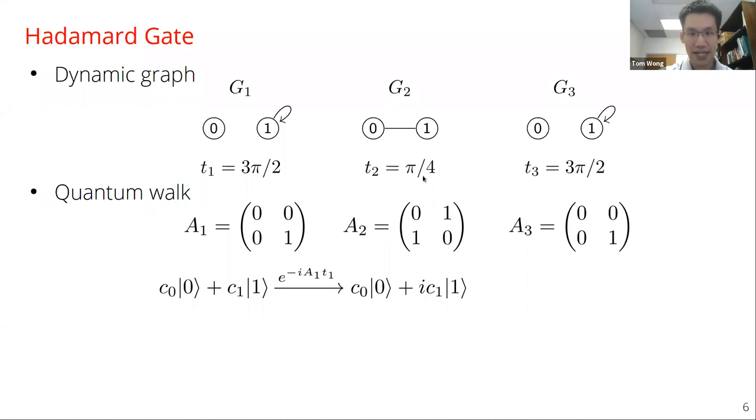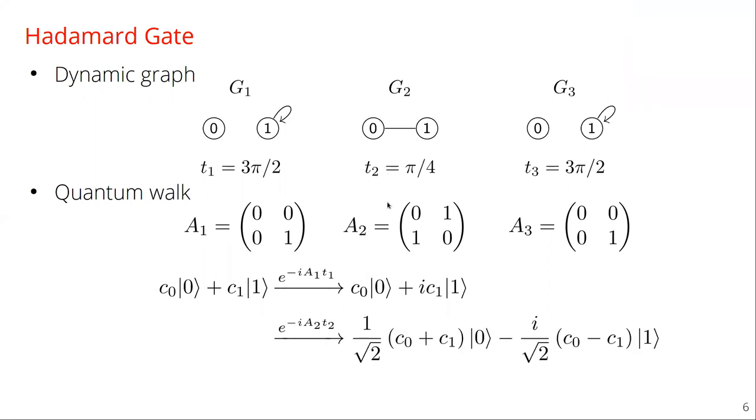Now we're going to walk on the second graph. So we're going to use this adjacency matrix A2 for time T2. And when we do that, we get this. So what we get is that zero becomes this uniform sum of these two amplitudes, and then one becomes this difference, except we're off by a minus i here. So we almost have the Hadamard gate except for this minus i.